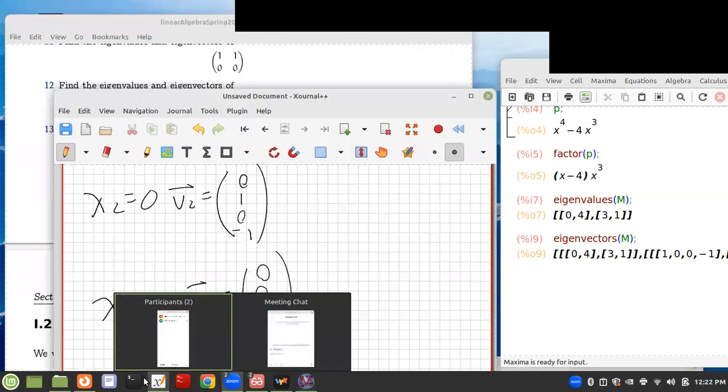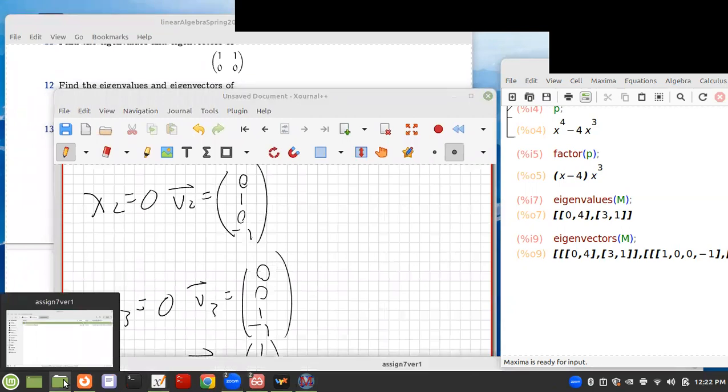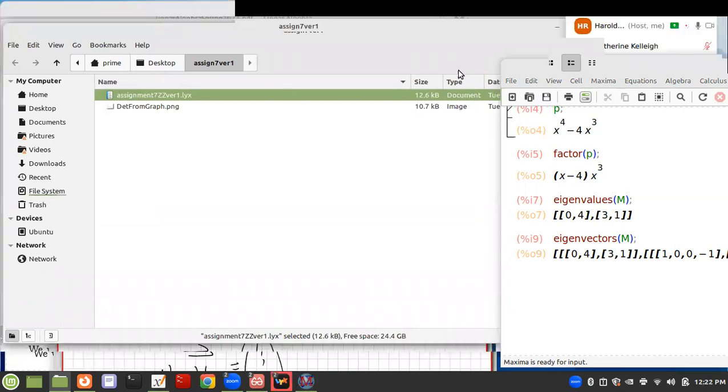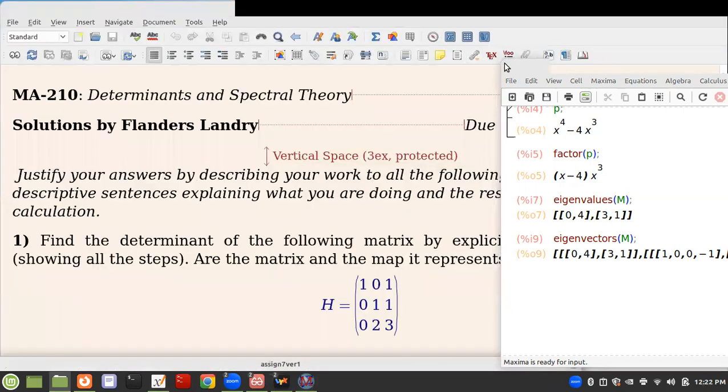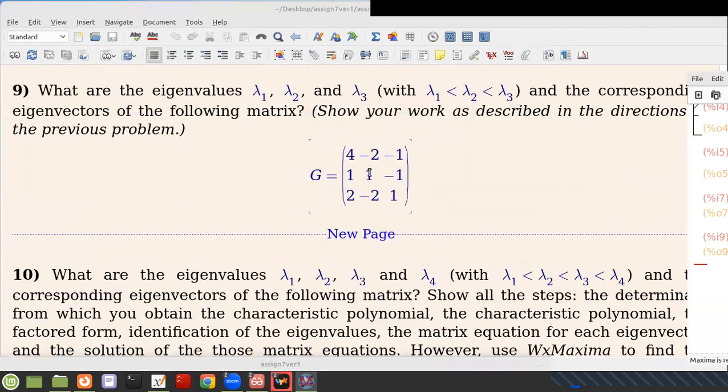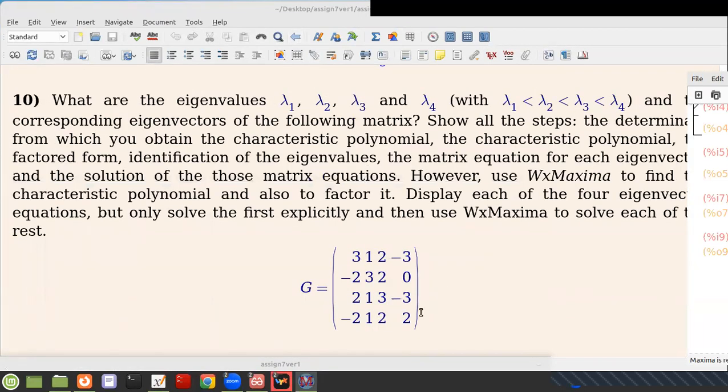The point is that on the assignment, let's look at the eigenvalue assignment here. Usually I have you write everything out by hand. So let's look at the last problem: what are the eigenvectors and eigenvalues of this matrix here? What you want to do is find the characteristic polynomial and the equation, and you'll find it with wxMaxima, but still write it out.